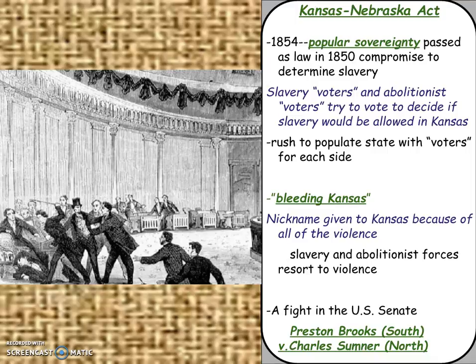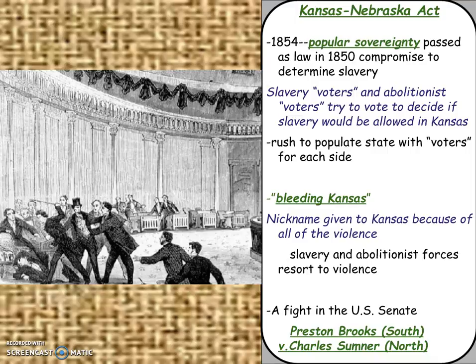Preston Brooks is going to approach Charles Sumner and he says, "You have dishonored the South, you have dishonored my family." And he then proceeded to beat Charles Sumner over the head with his cane until his cane broke. Now, obviously, this is going to physically hurt Charles Sumner very badly. He was in the hospital for some months with a tremendous amount of head injury from this.